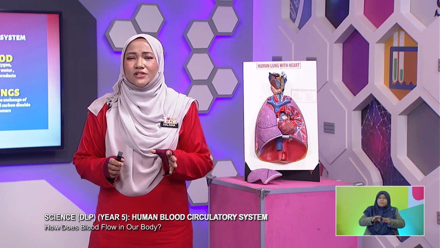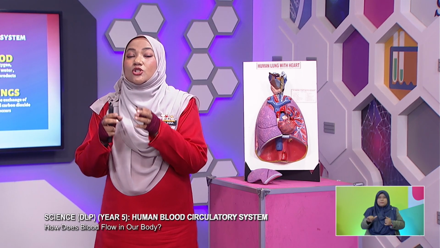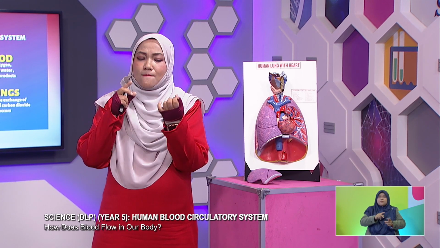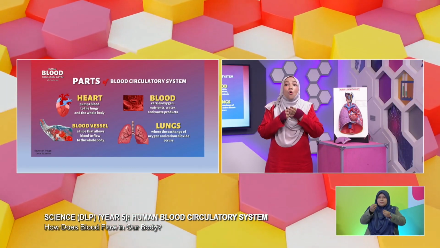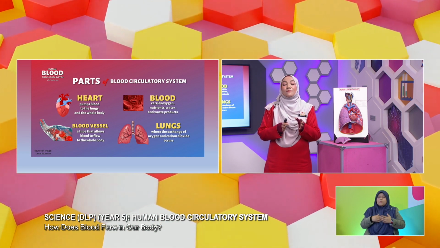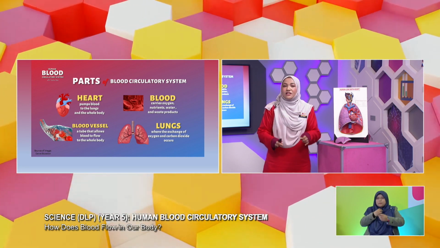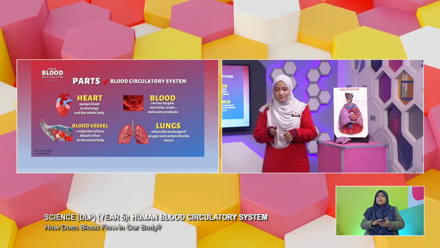Why is it very important? So blood, like I told you, is like a train. It will transport, it will bring food, nutrients, oxygen, water, and also waste products, for example carbon dioxide. It will bring them to the essential parts. So that is the use of blood.